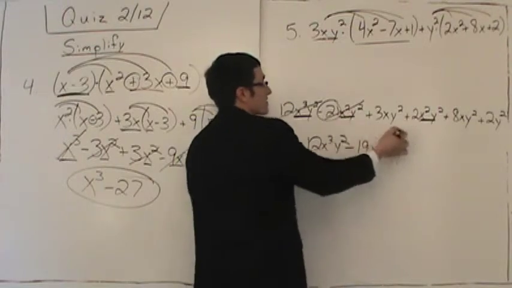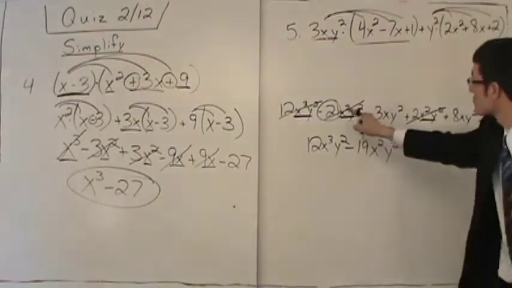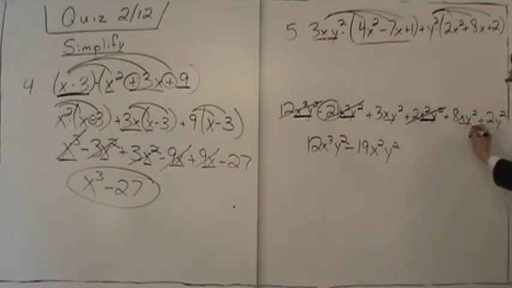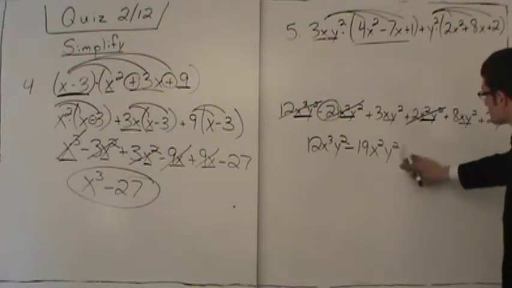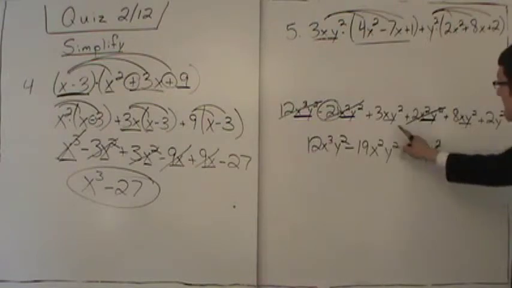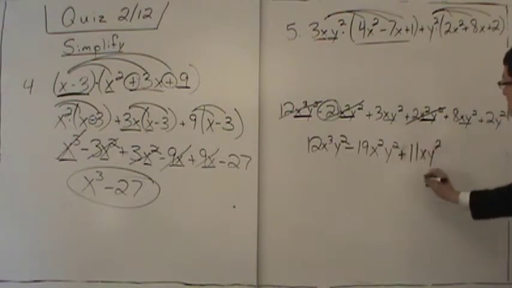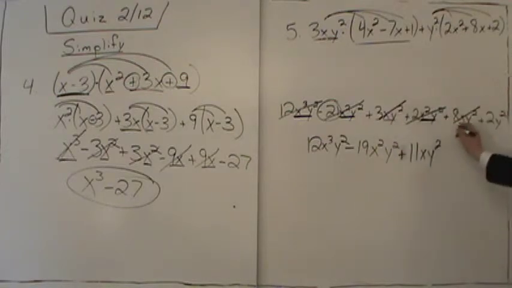X squared y squared. Cross these out. It helps if you cross your terms out so you see what's left. Does anything match xy squared? Yes, we have an xy squared here. So write xy squared and add what's in front. 3 plus 8, signs are the same, you add, plus 11 xy squared. Cross these out, and we're left with a plus 2y squared on the end.